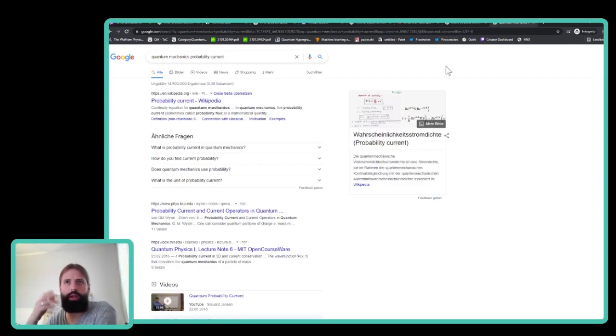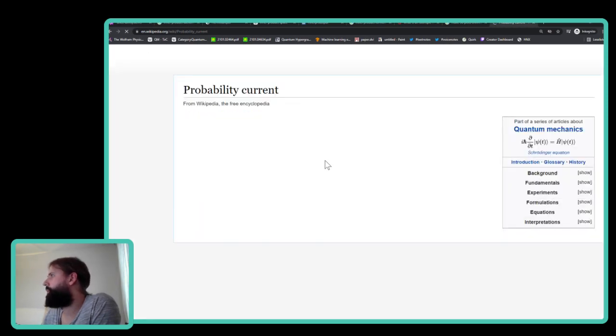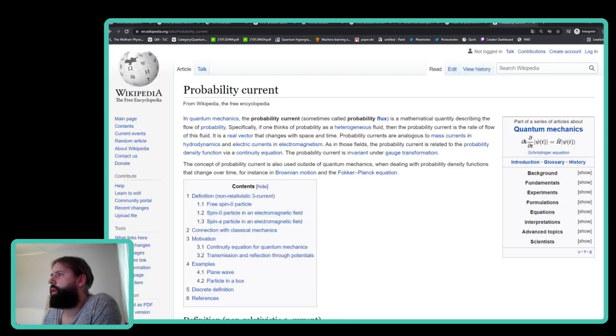It's good because doing these exercises helps, at least, to get the mechanics of what you have to do: what the starting points are, what the reasoning is that you have to follow to answer specific questions, right? Look at this word in German, Wahrscheinlichkeitsstromdichte. Awesome. Probability current. Definition.